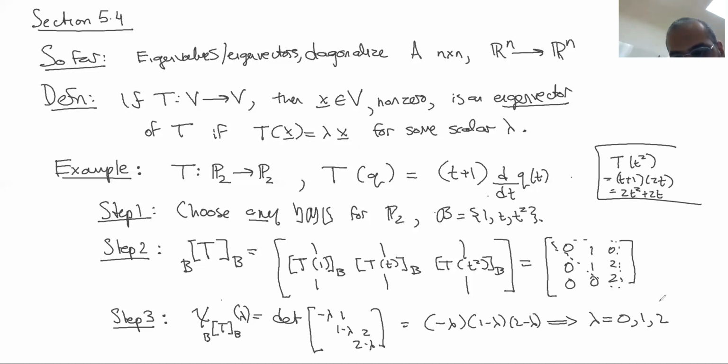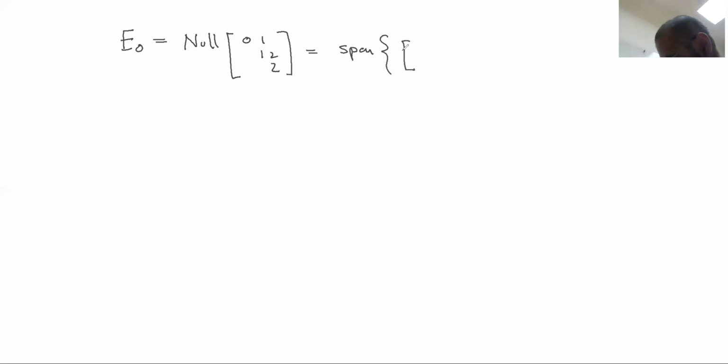Okay. Once I have the eigenvalues, I can find the eigenvectors. The eigenspace corresponding to 0 is going to be the null space of the matrix 0, 1, 0, 1, 2. The null space of that is actually just the span of e1. You have to do row reduction to find this. Let's call this v1.